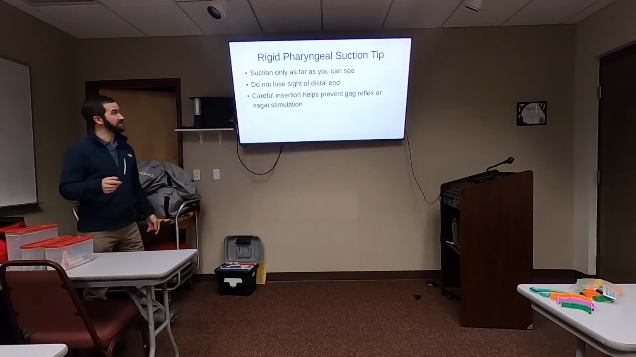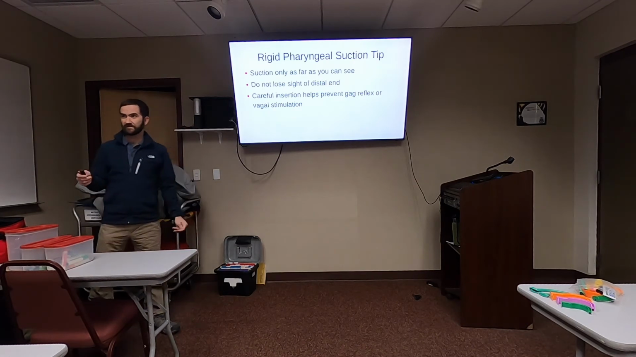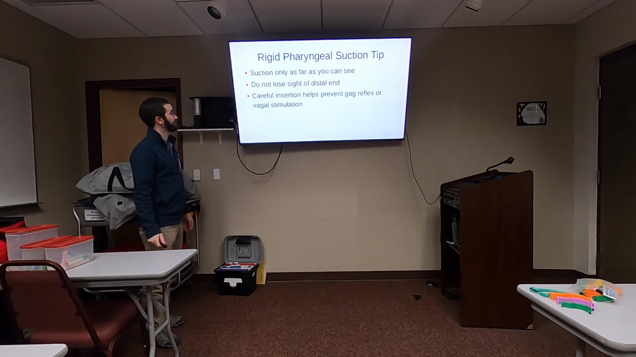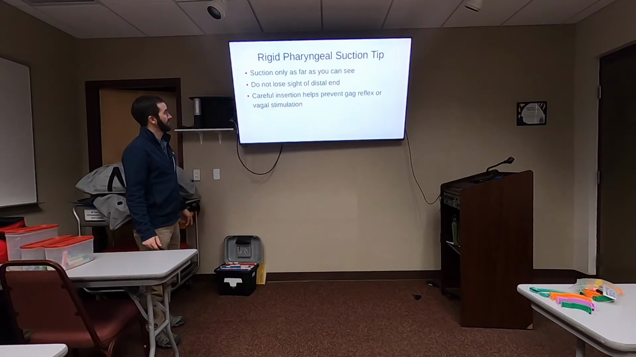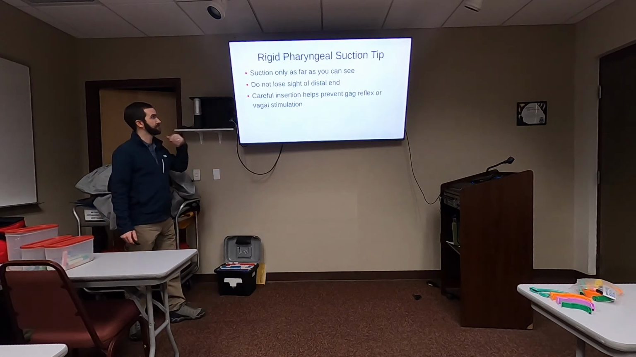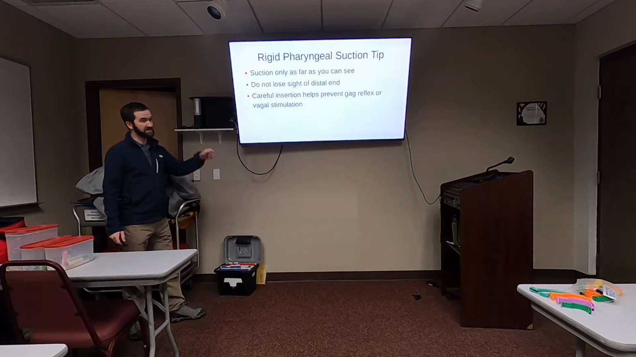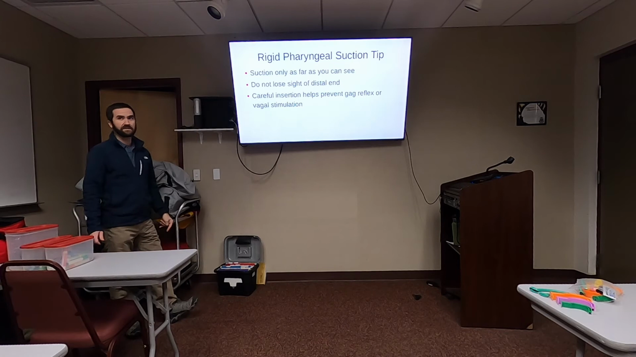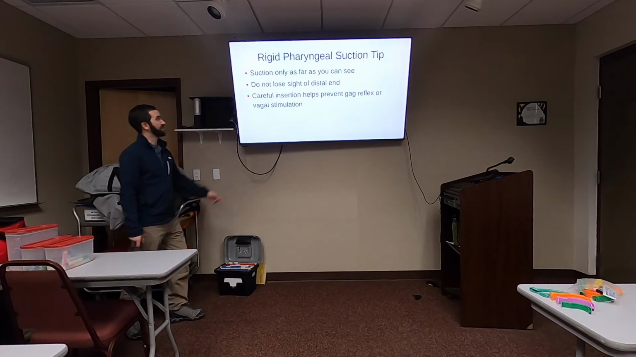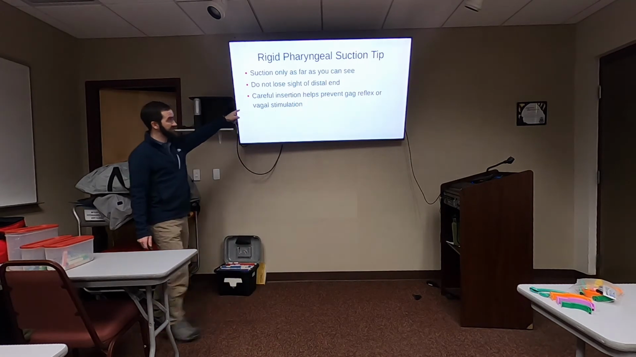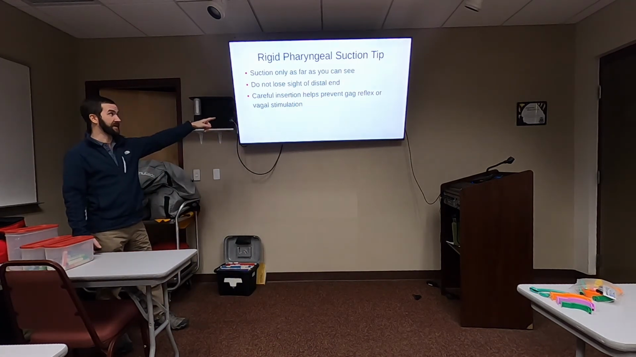General rules here: suction only as far as you can see. You're not allowed to suction down into the lower airway. We just do upper airway suctioning. The vagus nerve runs right along the back of the throat. If you run your suction tip back there and run it up and down, pushing on the back of your throat, you can cause a vagal response, especially in kids. If you hit the uvula too much, you can get a gag reflex, although typically if we're suctioning, they don't have a gag reflex at that point.